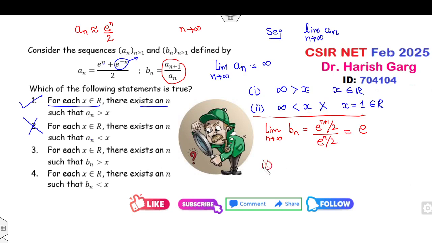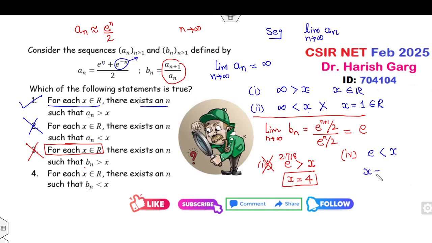Now look at the third option: there exists e greater than x for each x. Is it true? That's wrong. Why? Because if you choose x as 4, or any number greater than 2.718, this option is wrong. Look at the fourth option: b_n is less than x, so e is less than x. Is it true? That's wrong. If you choose x as 1, or x as minus 3 and so on, then it is not satisfied. So this option is also cancelled. A is my right answer to the problem.